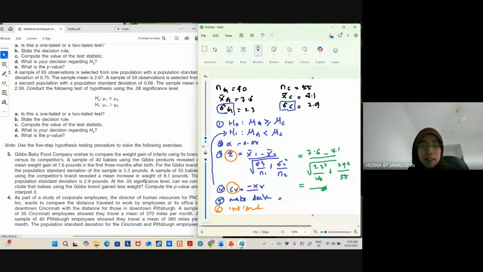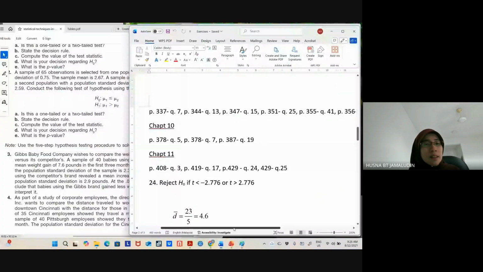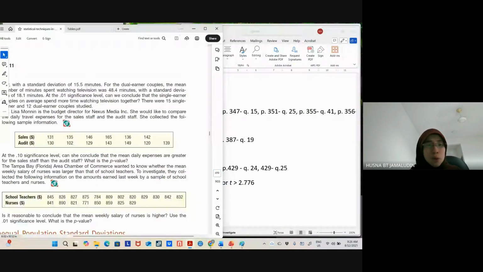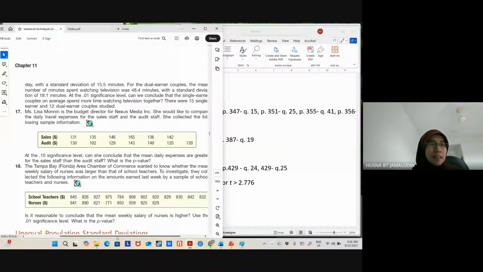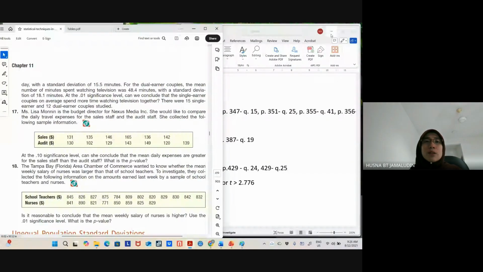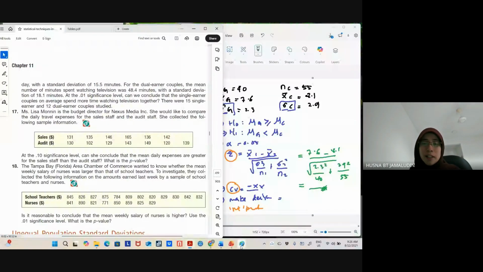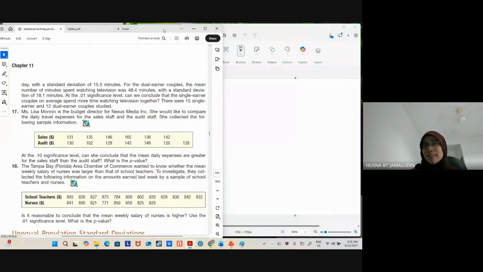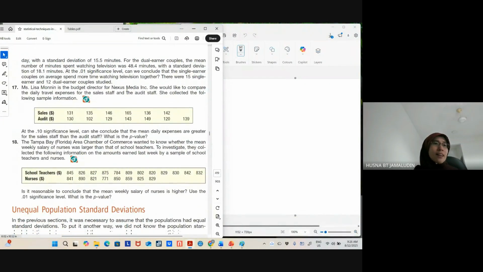Okay, so let's look at the next question. Where is the question? Page number 419, question 17. So 419, question 17. Okay. So basically, this question is just to illustrate, to give you the examples. Just now we have applied the Z. This is just the example for T. Why is it T? So this is actually clear cut.